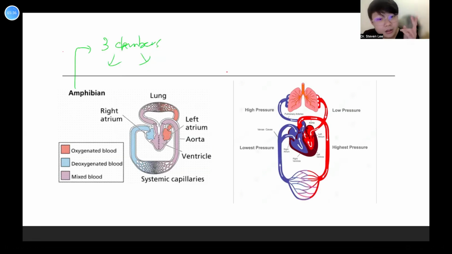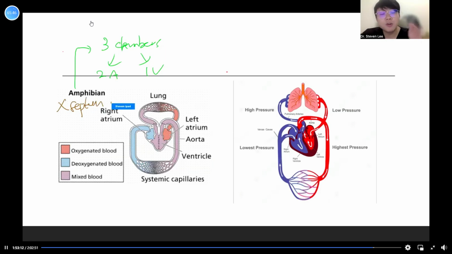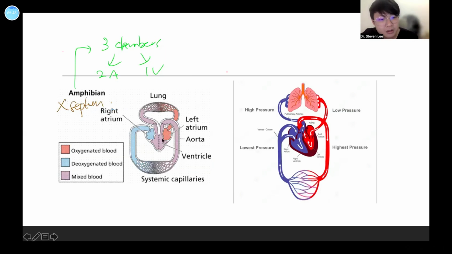Berapa atria? 2. Berapa ventricle? 1. Why is there only one ventricle? What is missing here in the middle is the septum. So one important thing for amphibian heart is that dia tak ada septum. Kalau you berbanding dengan manusia, dia tak ada septum. No septum in the middle here. That's why there is mixing of the oxygenated blood and deoxygenated blood.